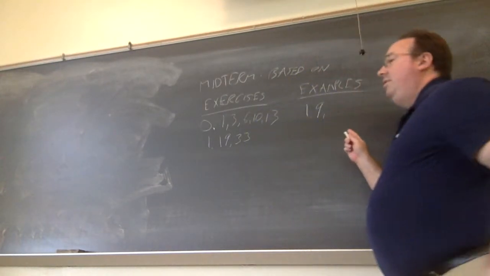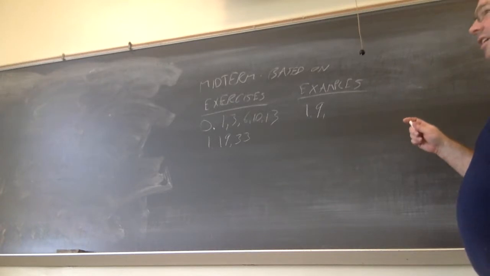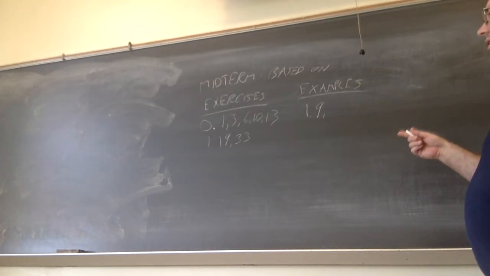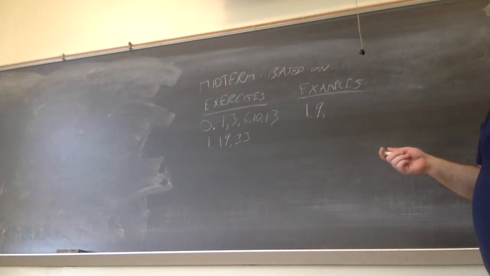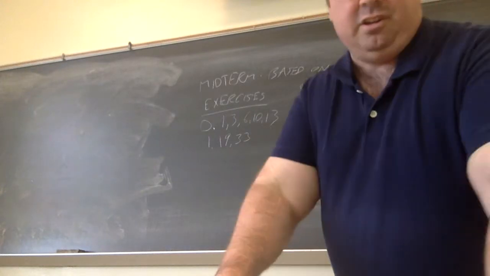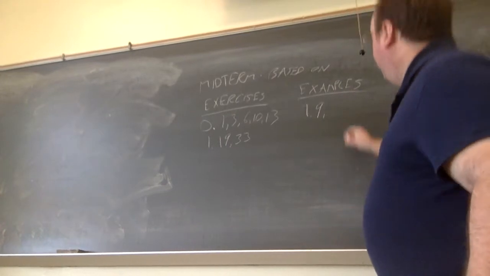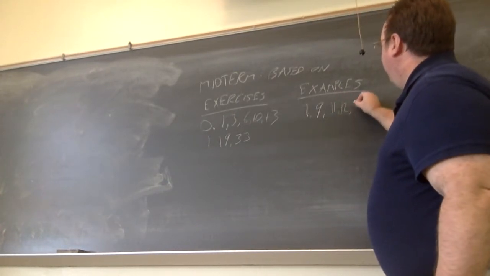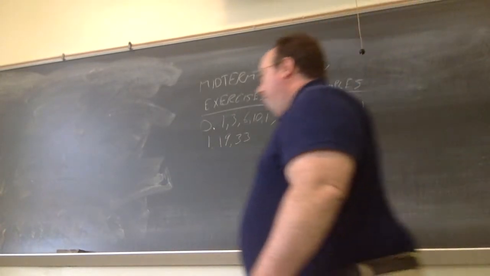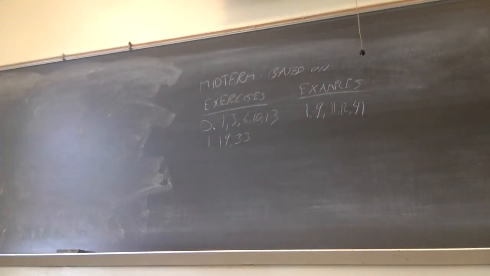I number the examples in the notes the same way as in the book, so you can look at either one. Examples 9, 11, 12, and then 41. That's your study guide right there.